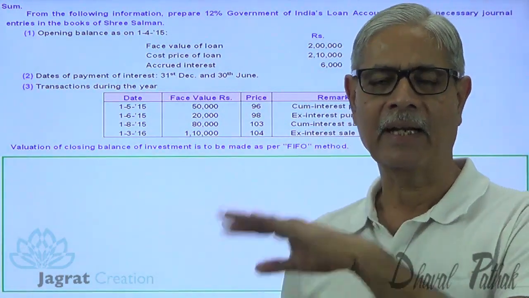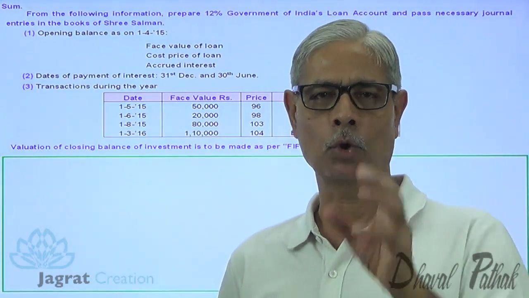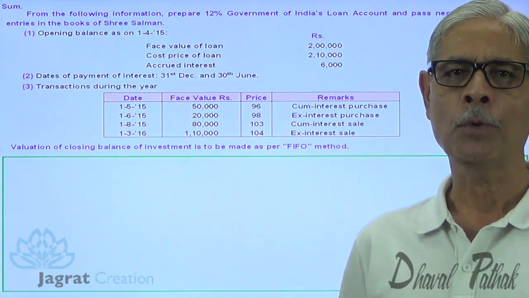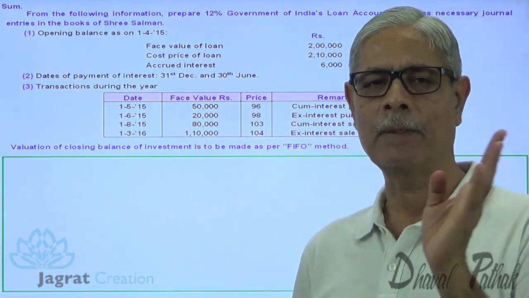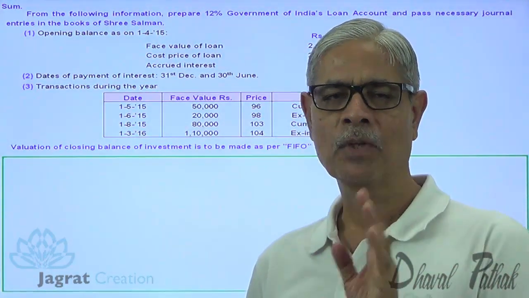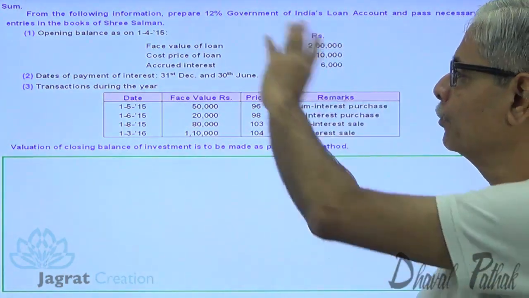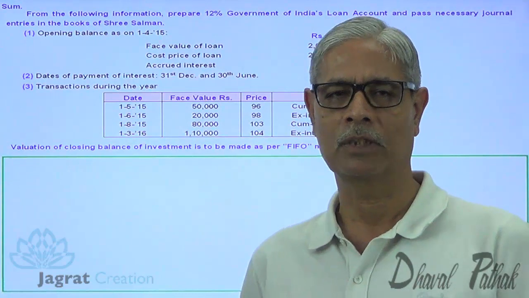By comparing the credit side and debit side of the investment account cost column, I'll find out the profit or loss on sale of investment. If there is a profit, it will be transferred to the credit side of the profit and loss account. If there is a loss, it will be debited to the profit and loss account. This is how I intend to prepare the investment account.